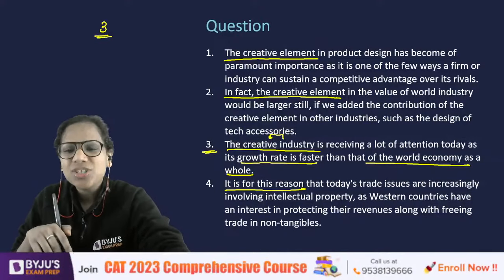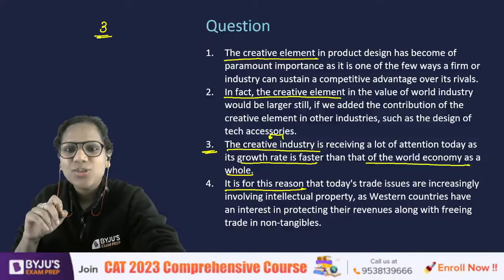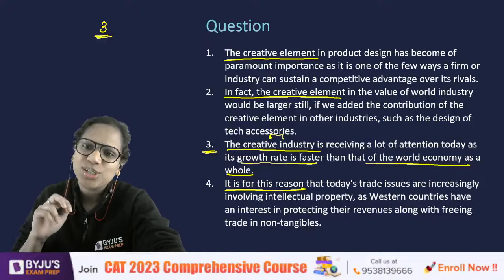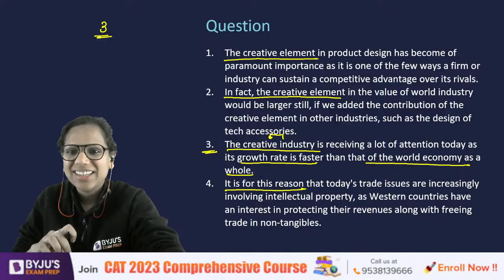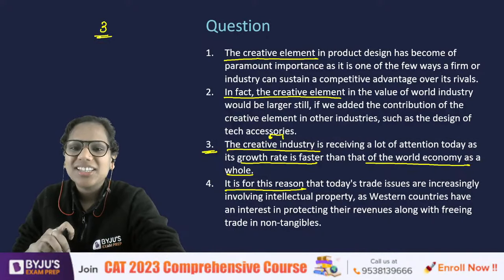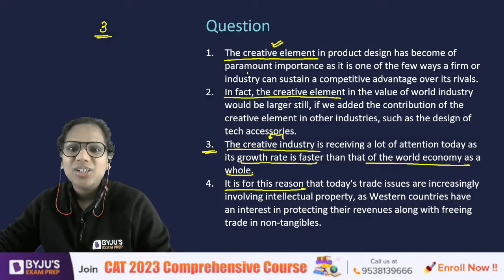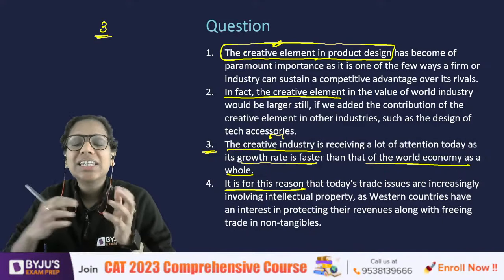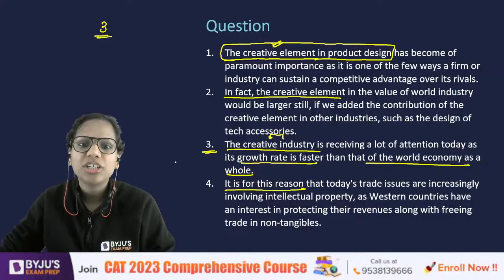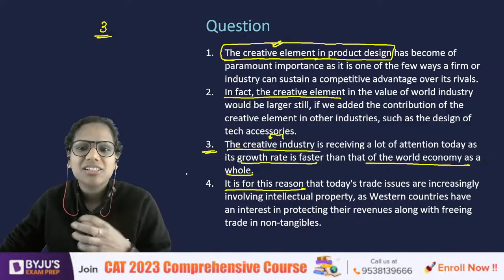Some of you say two, some of you say one. Okay, those who say one, why? And those who say two, why? So, see, when I say creative element, right, the creative element in product design, that means I am not talking about a creative industry as such. So I am not talking about, let's say, the painters here, the artists here.